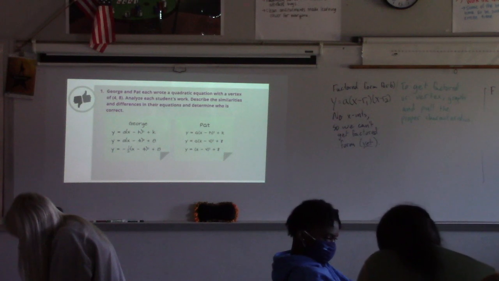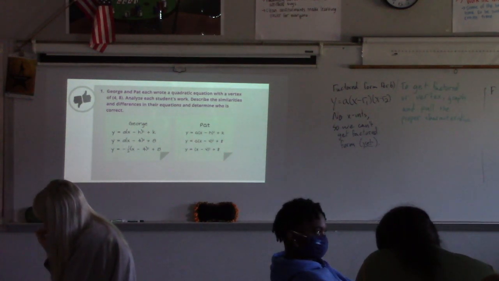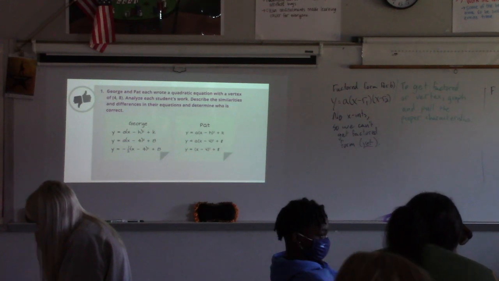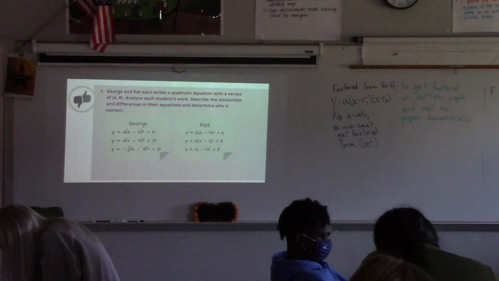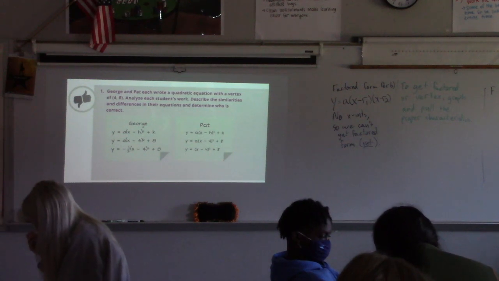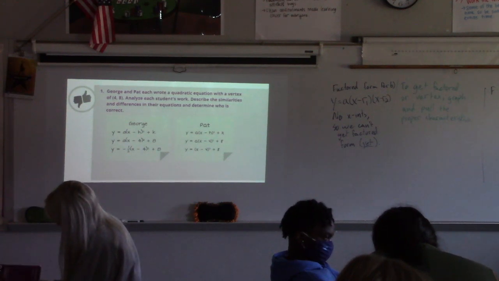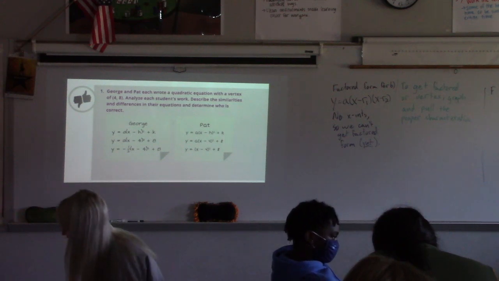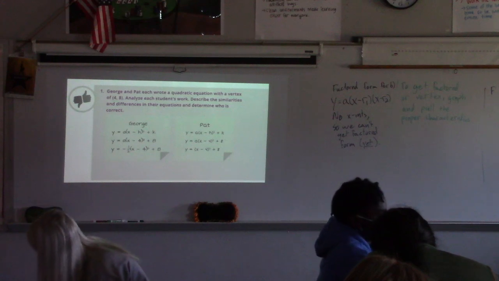I don't like either of them. Why not? Because they're just writing equations. Are their equations correct? Could they both be right? Yeah, they could. This one doesn't have an A. Now be careful, it doesn't have an A shown, but what could the A be understood to be? The A could be a 1, right? They're the same.